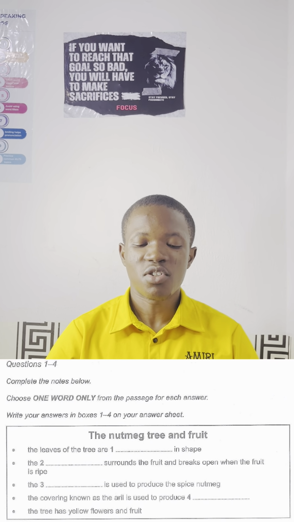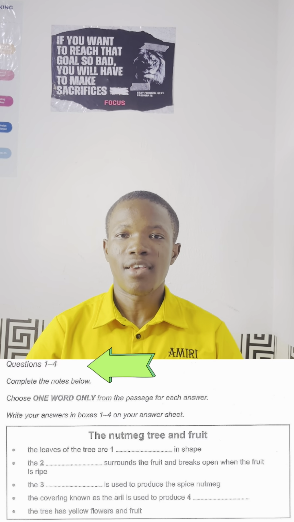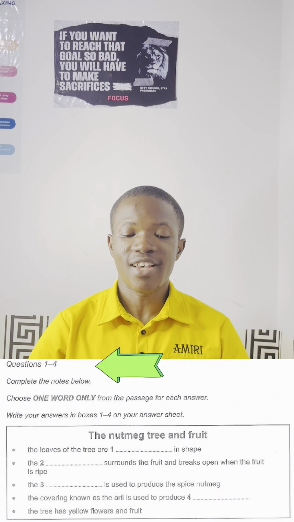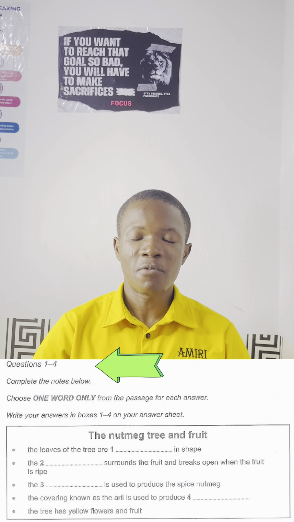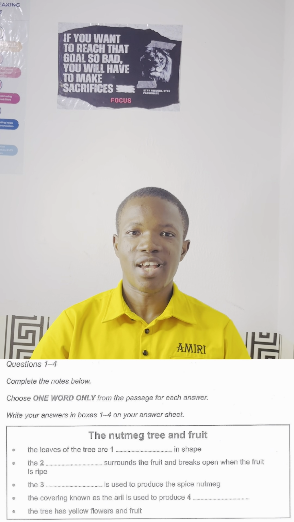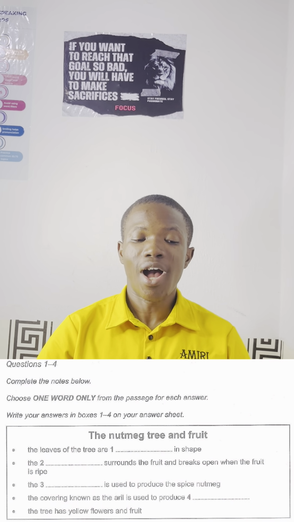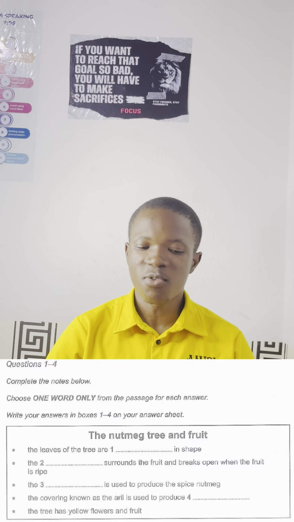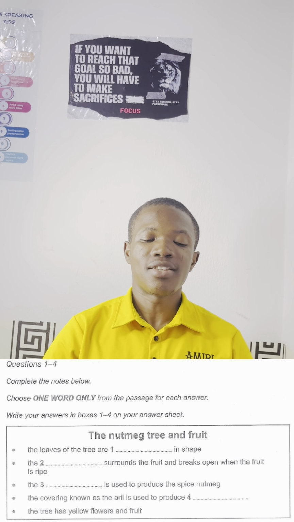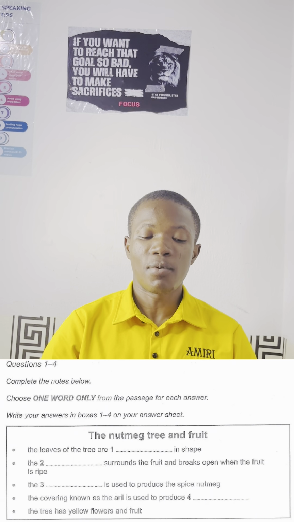So as you can see on your screen, I have 4 questions here. It's written questions 1 to 4. And then the first instruction there tells me that this particular question type is a completion question type because it says complete the notes below. So when it comes to completion question types in the IELTS reading test, you have instructions like complete the notes, complete the sentences, complete the table, and so on and so forth. And by completing the notes, it means that you are expected to fill in gaps that have been provided.